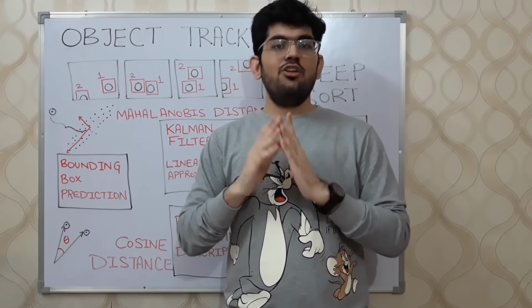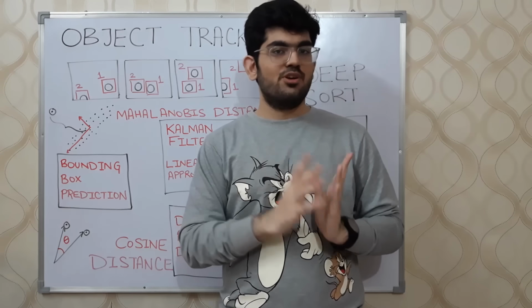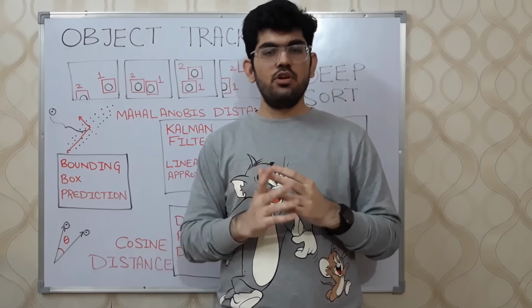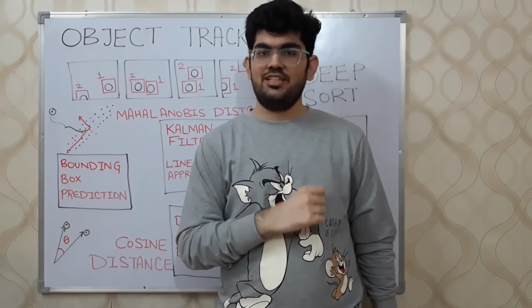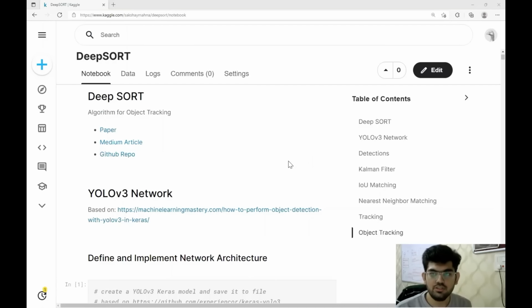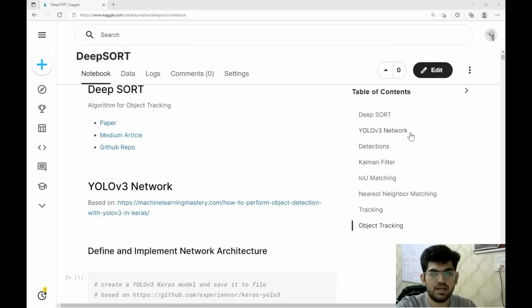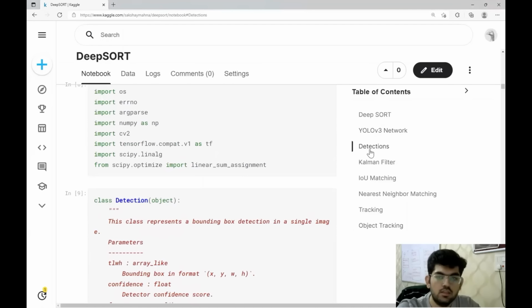Alright, so this is all for the explanation part of the deep sort algorithm. Now let's have a brief look at the code and the results and see how it worked for our project. So let's do this. The link to this code or notebook will be provided in the description box below as well. So these are the different subparts of the complete deep sort algorithm. The first part is the YOLO v3 network that is used to generate the bounding boxes. The second step is the detections part where we encode the given cropped image.